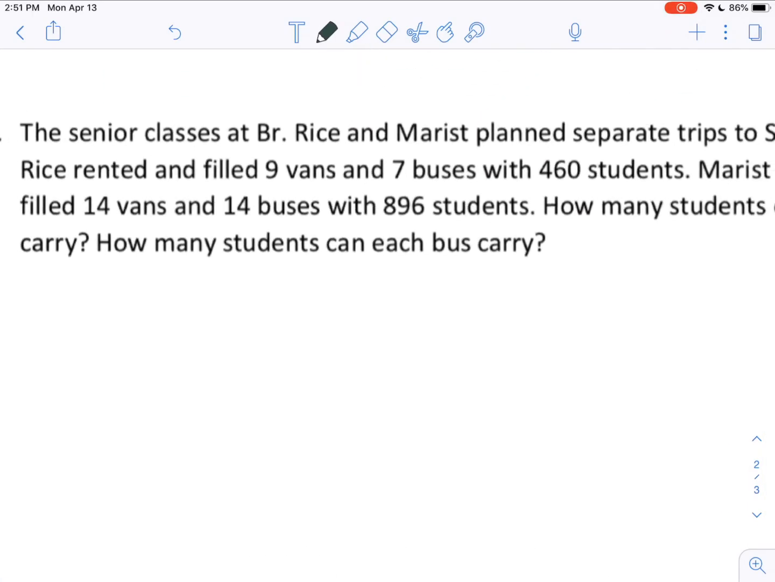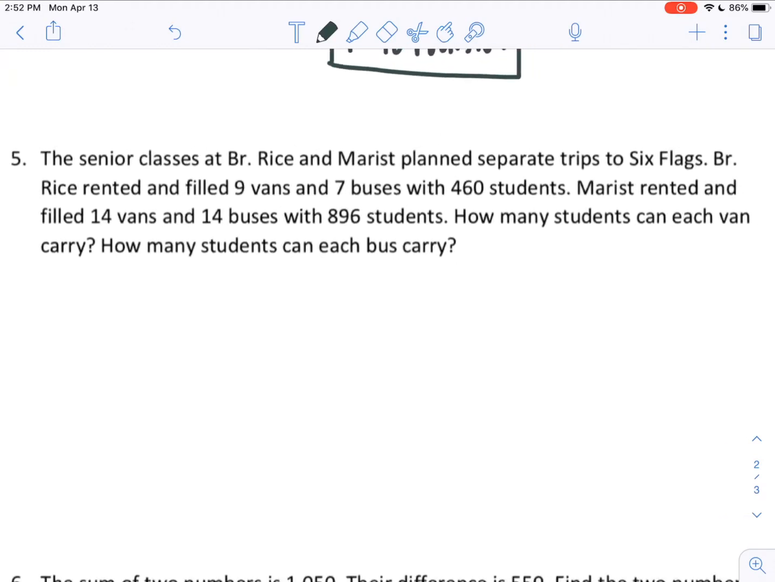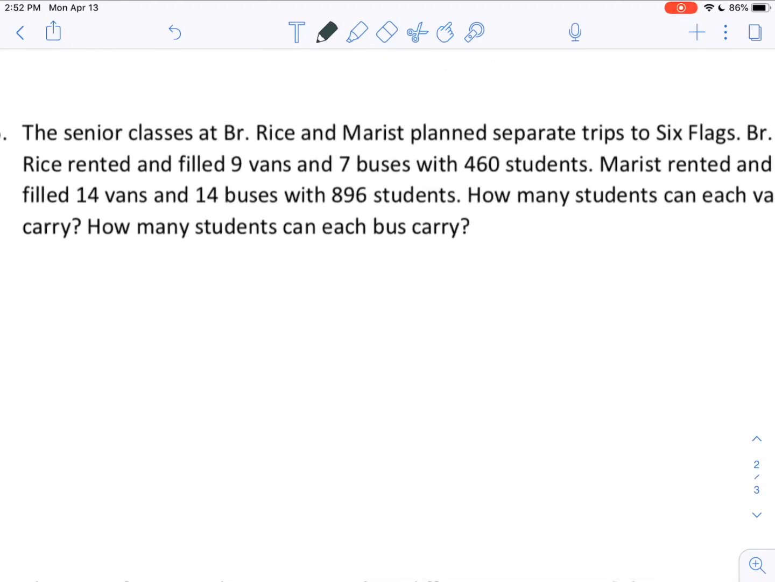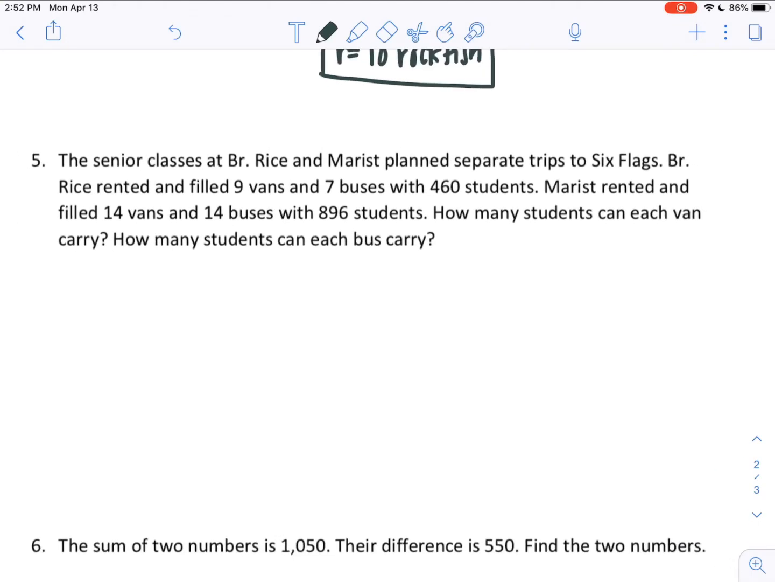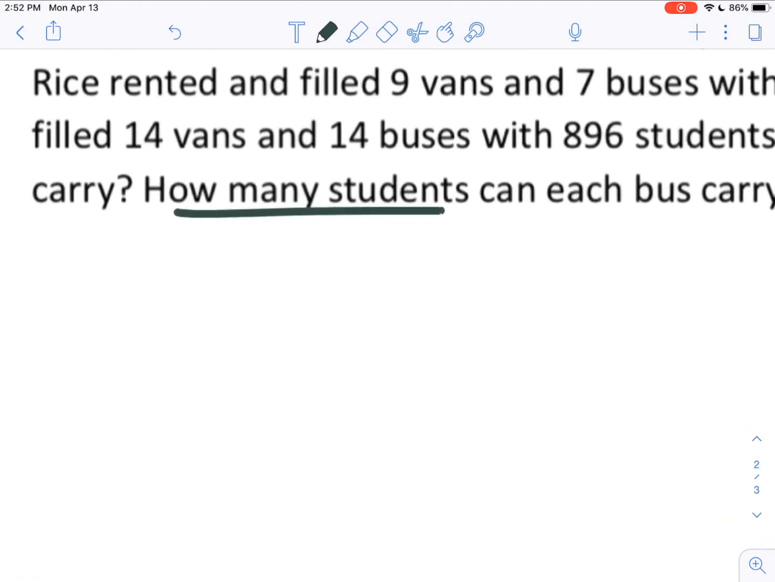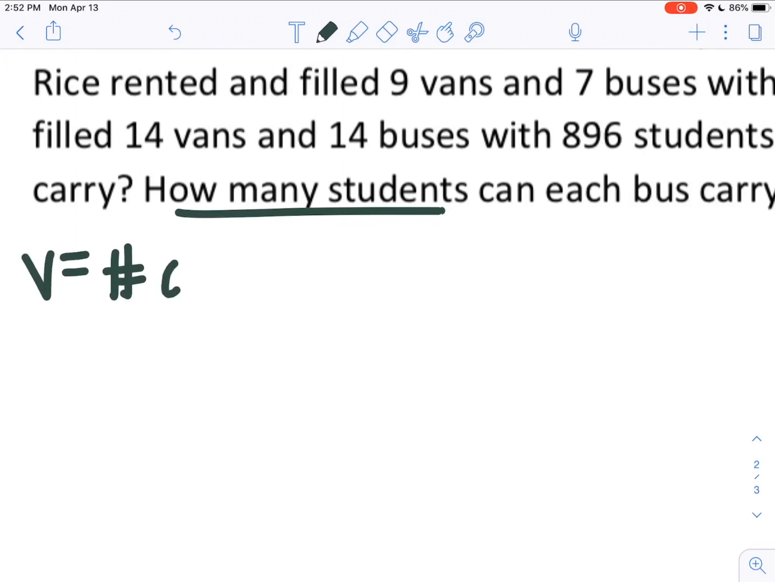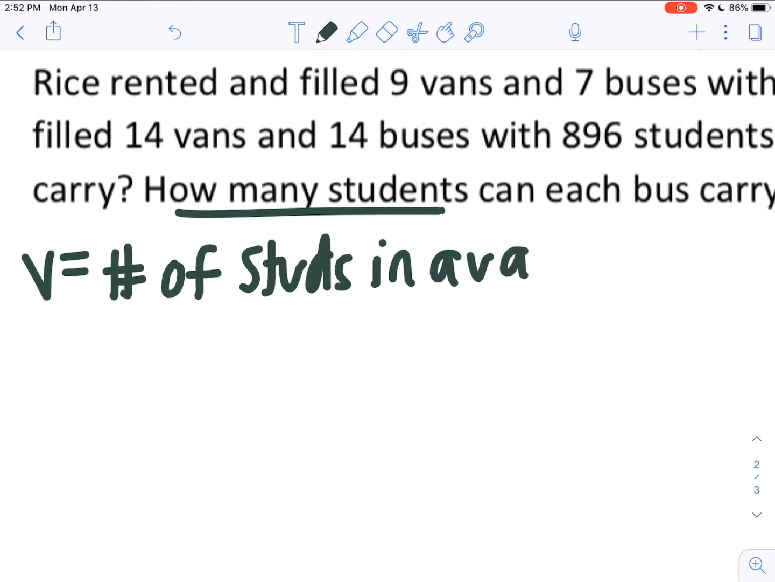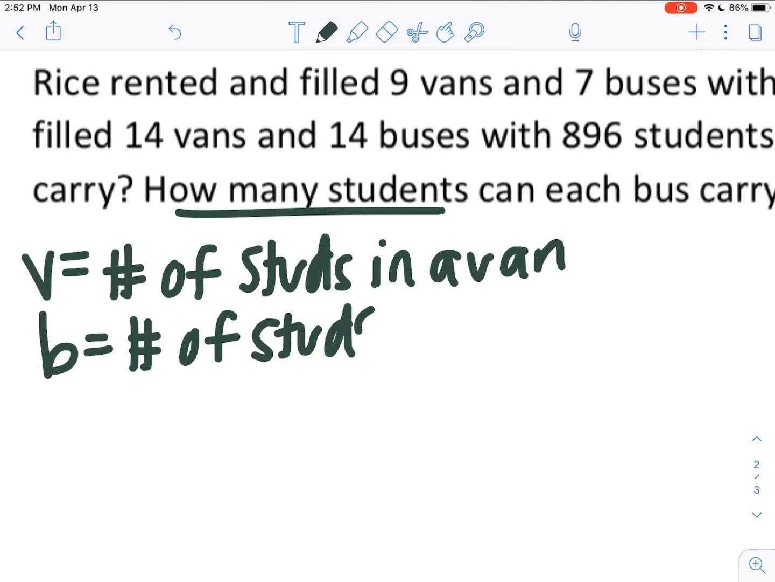Okay, number 5. So this one is like number 1 in the examples. So the senior class at Brother Rice and Marist planned separate trips to Six Flags, blah, blah, blah, blah, blah. I'm going to skip to the end just so I could get my variables first. So how many students can each van carry? How many students can each bus carry? So that's my two variables. Okay, I'm going to say V, number of students in a van, and B, number of students in a bus.